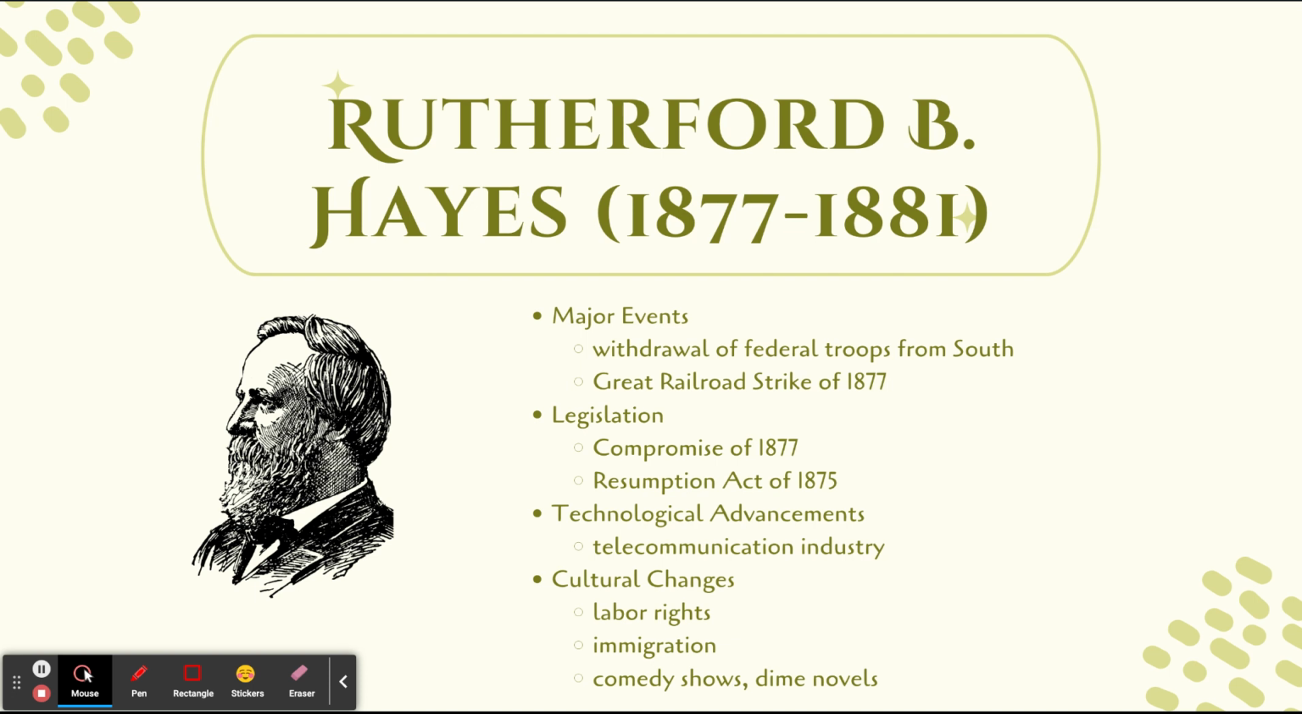In terms of legislation, we see the Compromise of 1877, which is largely how Hayes was elected. He was handed the presidency in return for agreeing to remove federal troops from the South. It is debated whether he himself made that decision or people working for him did. The Resumption Act of 1875 created a gold standard starting in 1879, which further helped to support the economy to ensure that they couldn't just keep printing new money.